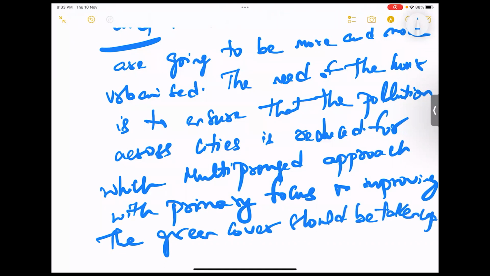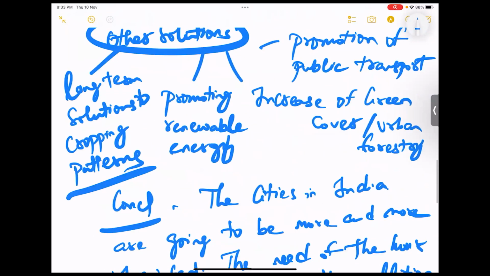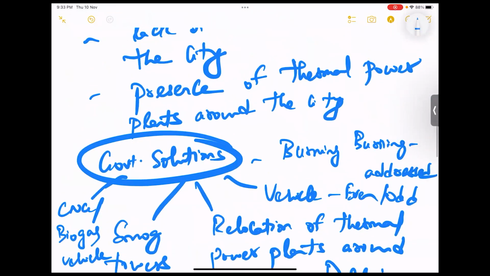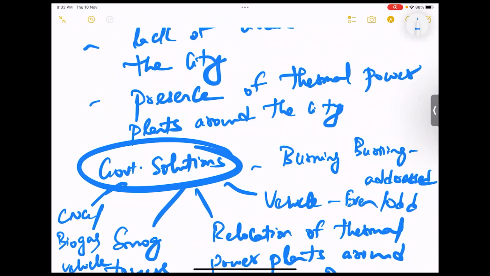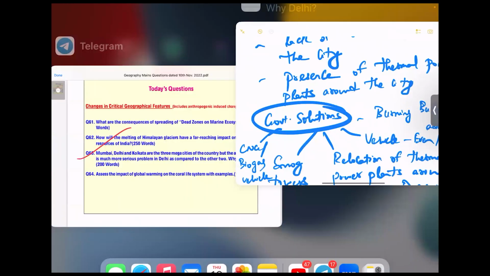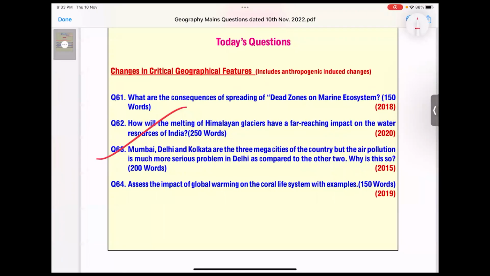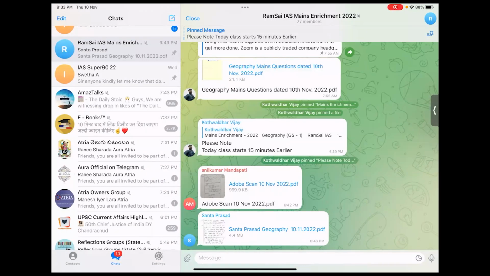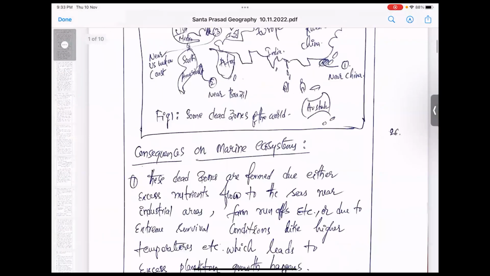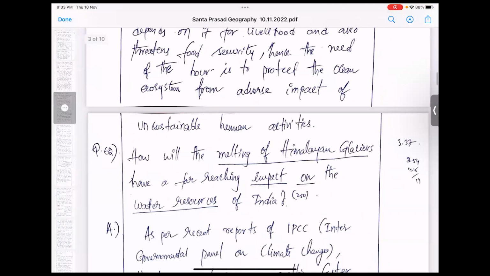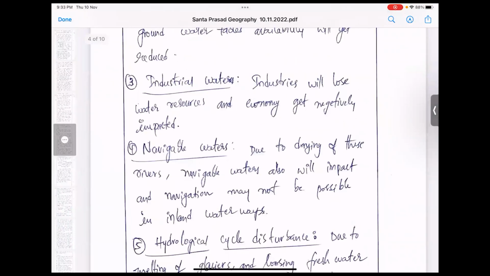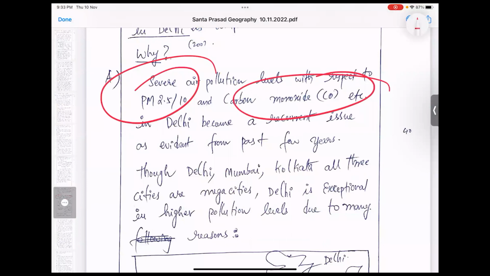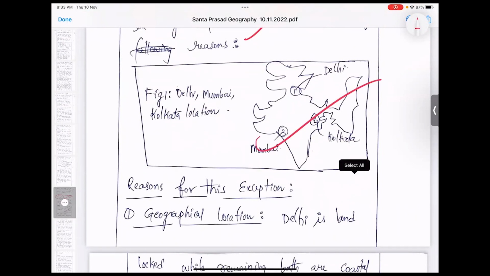Clear? Is it clear? Yes, sir. Yes, sir. Yes, sir. Good.